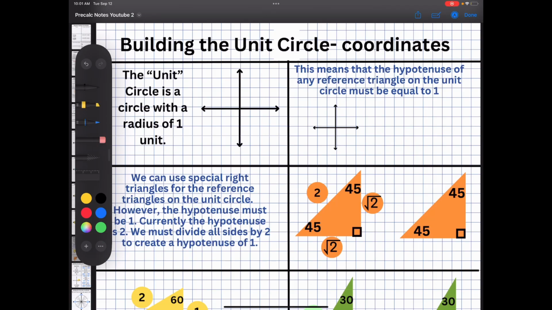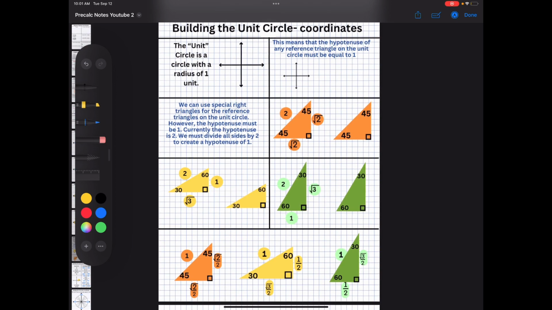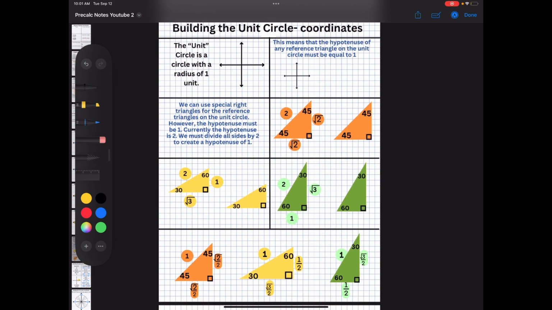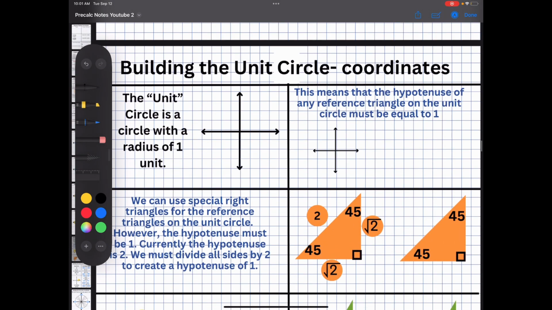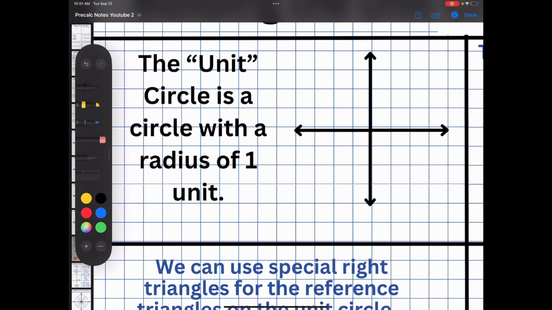Hello everyone, go ahead and split your notebook into about 6-7 sections, and the title for today is Building the Unit Circle Coordinates. So the first thing we need to talk about is the unit circle itself and where it got its name. The unit circle is called the unit circle because it is a circle with a radius of 1 unit. I'm going to go ahead and draw an example of a unit circle.